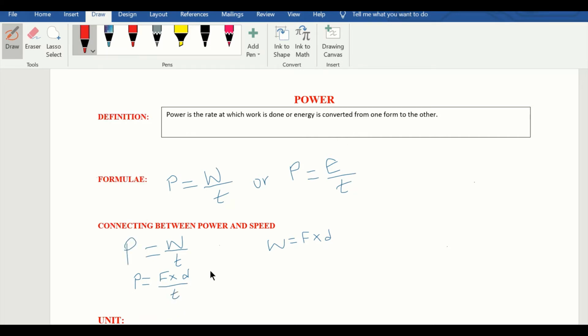Now, if you recall again, distance over time is the same as my speed, v. So therefore, we can say that power is equal to the force, F, times distance over time, which is my speed, v. So here is a next formula we can use to solve for power.